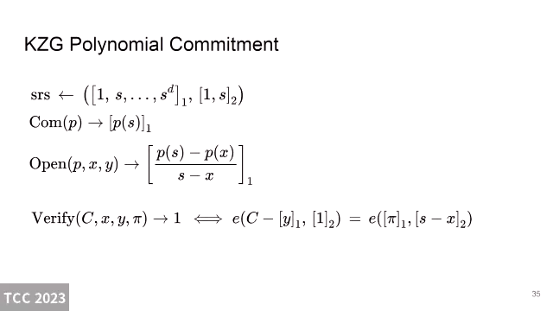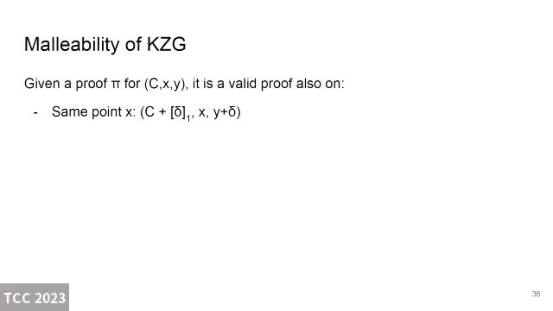KZG is this very famous polynomial commitment. It works on bilinear groups. The structured reference string is a tower of powers for a secret point S. In order to commit, you just evaluate the polynomial at the secret point. The evaluation proof is the quotient polynomial committed. In order to verify, you just need to check that the quotient polynomial multiplied by the secret point minus the evaluation point is equal to the commitment shifted by the evaluation value. You can check this using just two pairings. KZG is linearly homomorphic, so it's also malleable.